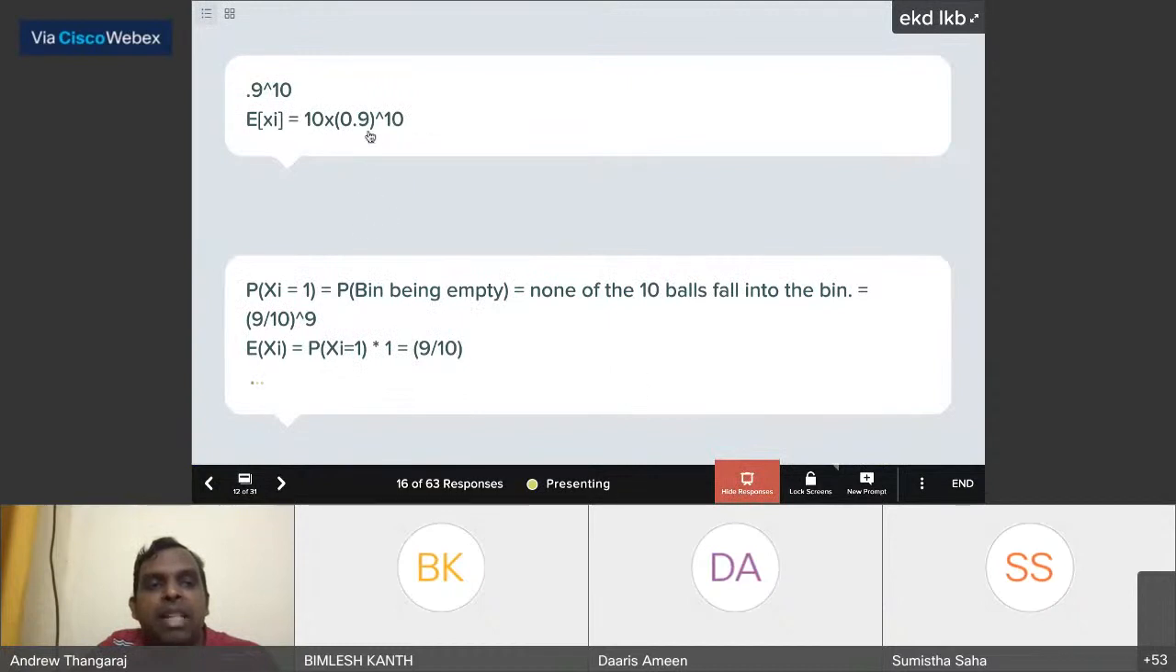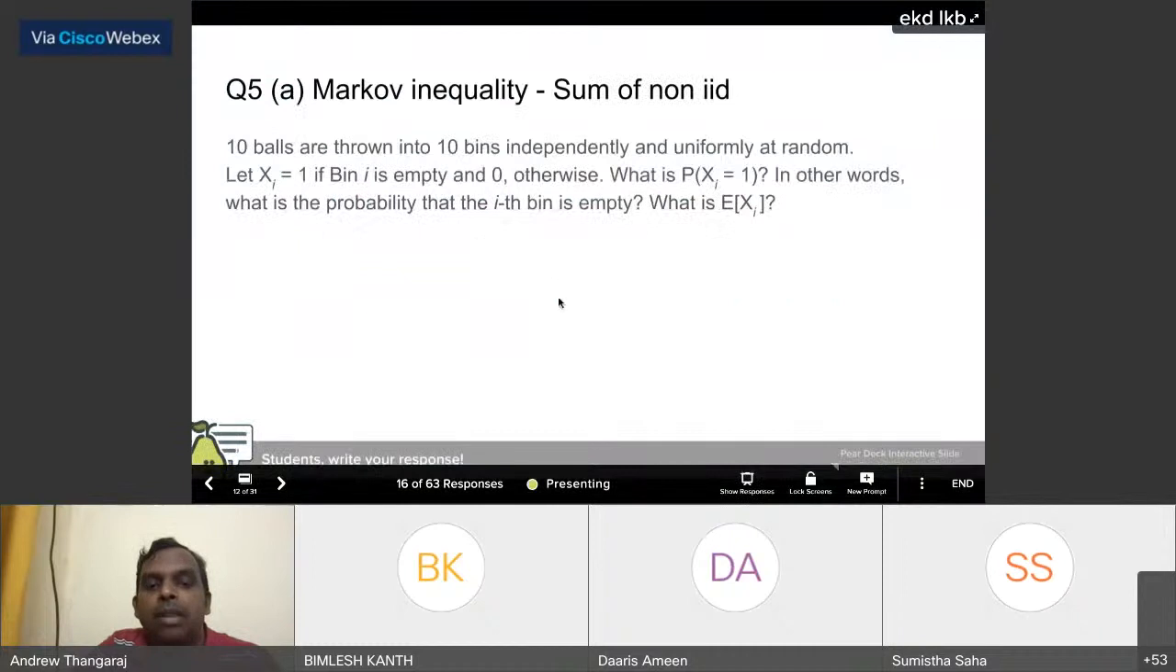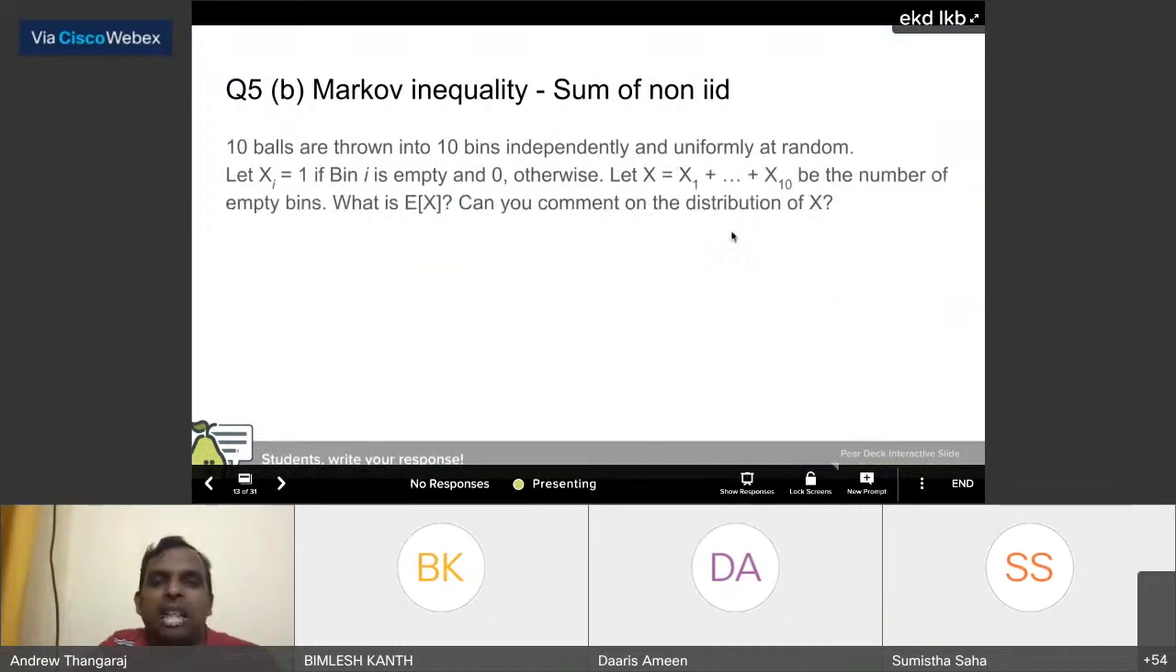So this multiplication by 10 is wrong. It's just multiplication by 1. And that's just the same as probability that xi equals 1. Okay, so remember that. So that's the first question. Let me just go through this very quickly. It's just a slightly more advanced question.